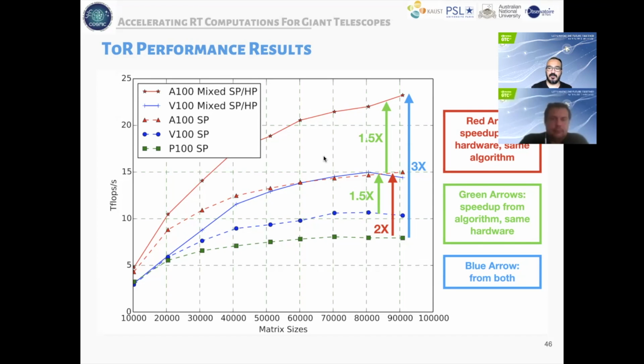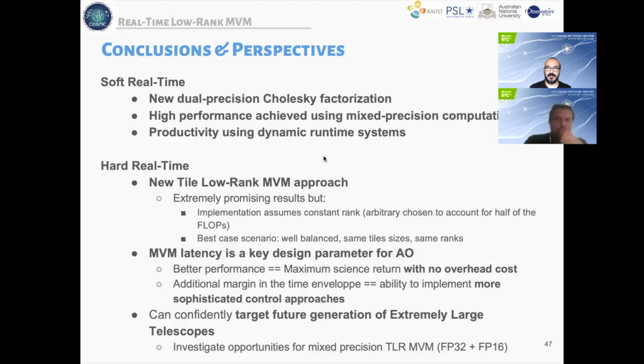And one can see that if you combine the improvement coming from the hardware and the improvement coming from the algorithm, which is represented here in the blue arrow, when you combine both, you get a good synergism, and which gives you up to a 3x performance improvement on a single A100 GPU. And this is really an exciting result. Out of a single A100, we are achieving almost 23 teraflops, and this is really important for us to make sure that the soft real time does not lag behind the hard real time phase. And with that, I'll let Damien conclude.